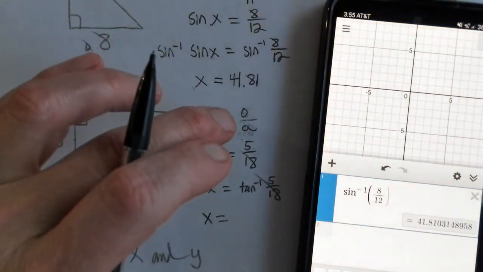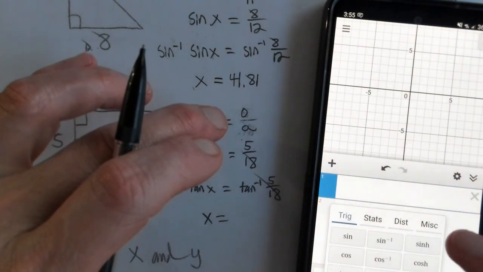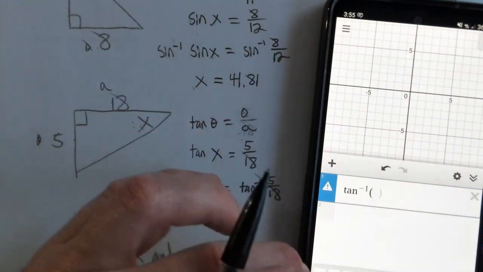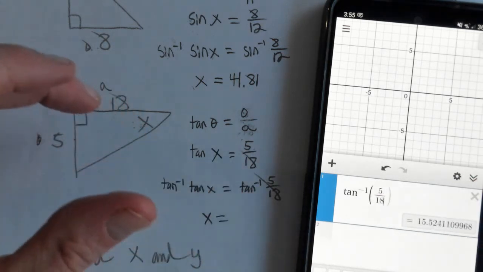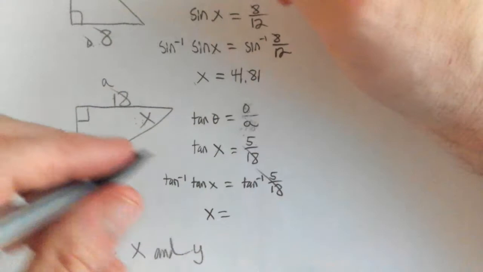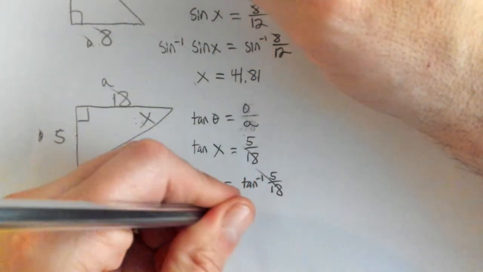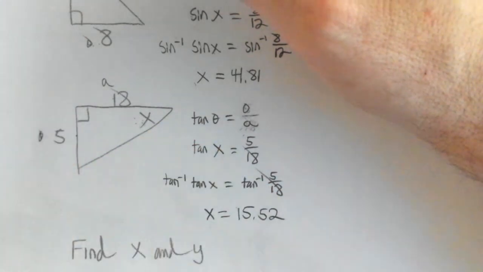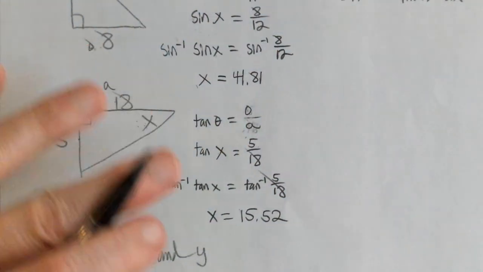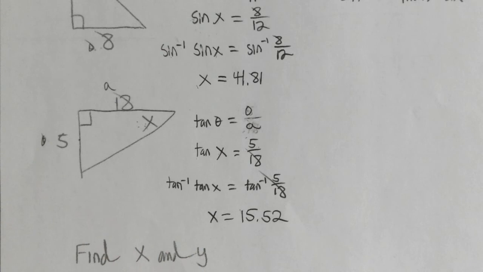So now I need the inverse tangent of 5 over 18, and that happens to be 15.52. So we'll go 15.52 as our answer there. All right, so we're in good shape with that.